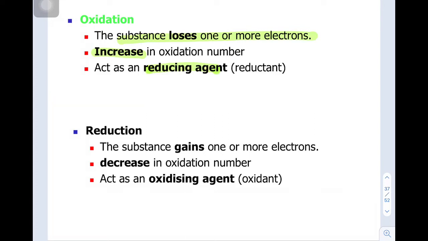As for the reduction reaction, it happens when a substance gains one or more electrons. When electrons are received by any substance, we say that substance undergoes a reduction reaction. The oxidation number of that substance will decrease, and at the same time, the substance that is reduced is known as the oxidizing agent, or oxidant.